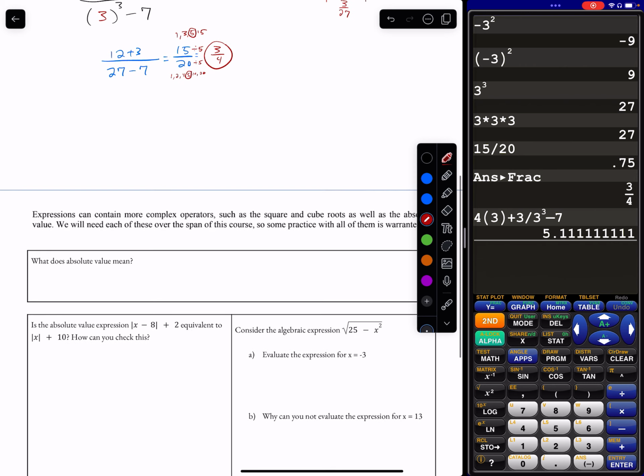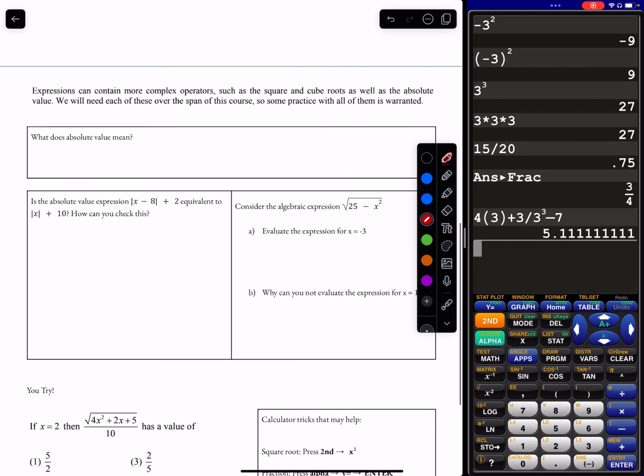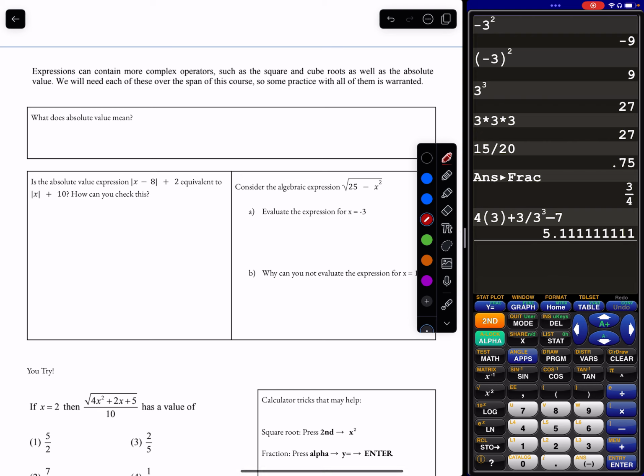Okay, moving on. Some other common algebraic expressions that we're going to be running into are absolute value. What absolute value means is the distance from zero. And what do we mean by that? Let's say I've got -8, and let's say I've got 8, and let's say I've got 0 right here. The absolute value of -8 is 8, and the absolute value of 8 is 8.